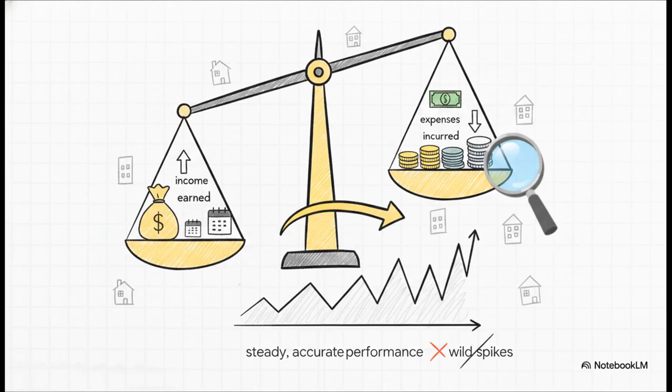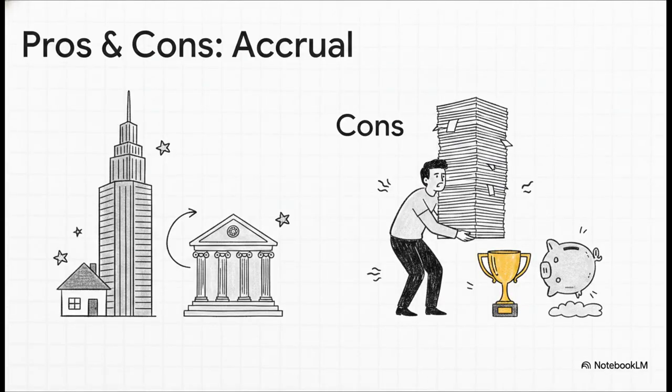Doing this smooths out all those wild, unpredictable spikes in cash flow and gives you a really steady, accurate picture of your actual performance. The pros here are pretty substantial for a growing business. It shows your true long-term profitability. It's fully compliant with generally accepted accounting principles, or GAAP, which is literally what institutional lenders demand to see. It also forces you to track accounts receivable. That's what your tenants owe you, and accounts payable, what you owe your vendors.